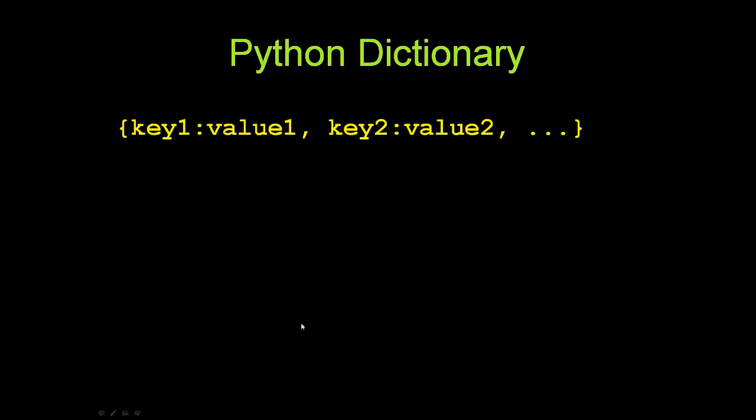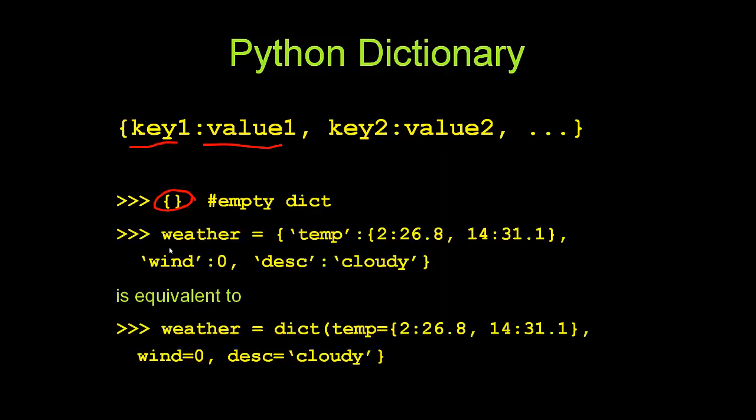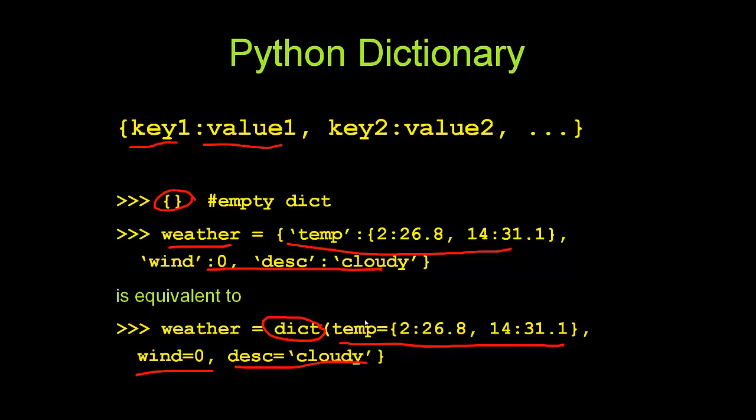Let's take a look. A dictionary is structured in the following form. It's a key value pair: key 1 and value 1, comma, key 2 and value 2, comma. So it's just a bunch of key value pairs. And these 2 curly braces make an empty dictionary. For example, you can have weather equal to this thing, which is equivalent to using dict to convert to a dictionary. Then you have temp equal to this, win equal to this, des equal to this. This converts it into a dictionary.